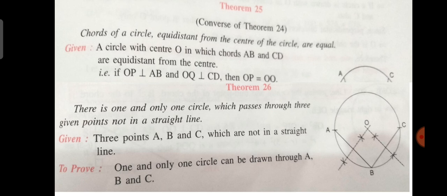For that, a circle is drawn with center O, and ABC is marked, three points A, B, C which are not in a straight line. Then you have to prove that one and only one circle can be drawn through A, B and C. There should be only one circle drawn through the points A, B and C.